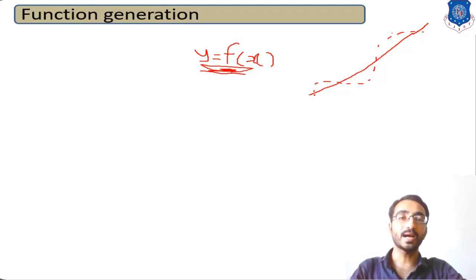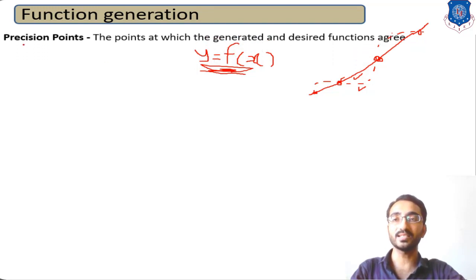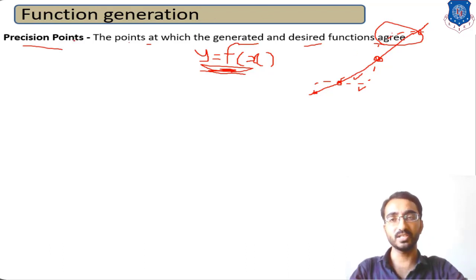For that you have to identify certain points which are known as precision points. A precision point is nothing but a combination of our desired and our obtained points. If they both agree at certain points, and we follow these agreement points, then this will help us design the perfect mechanism for the desired output. So these points are known as precision points: the points at which the generated and the desired functions agree with each other.